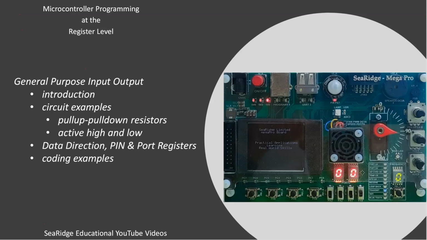In this nutshell, we will investigate the general purpose input-output system, which is a single-bit digital interface controlled by 3 registers, the data direction, pin, and port registers. We will look at simple circuits, explaining the terms active high and active low, and the use of pull-up and pull-down resistors to prevent floating tri-state inputs, and give simple coding examples.